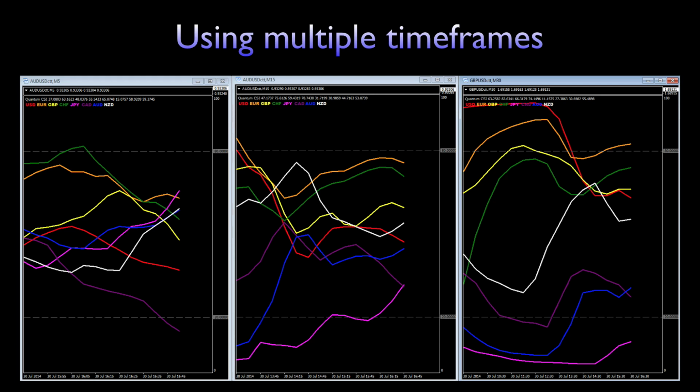Okay, and here we are. We've moved out in terms of time frame. On the left we now have a 5-minute, in the middle is our 15-minute, and over on the right is our 30-minute. Exactly the same principles. Let's start with the Japanese yen.